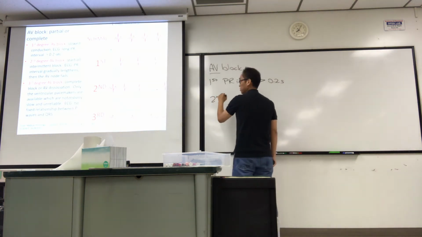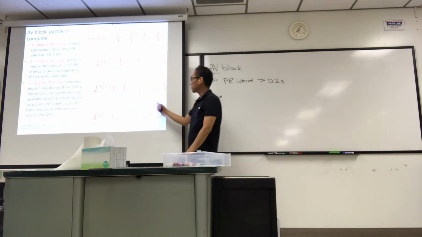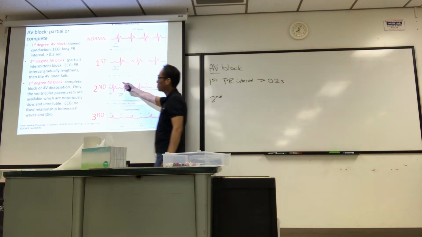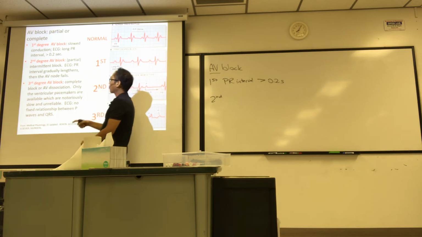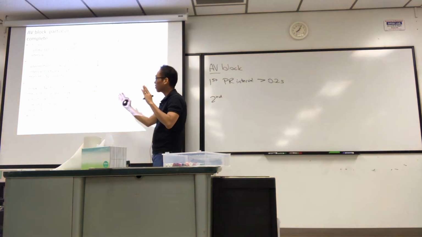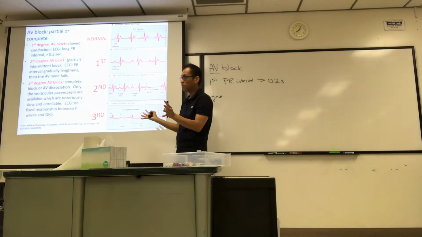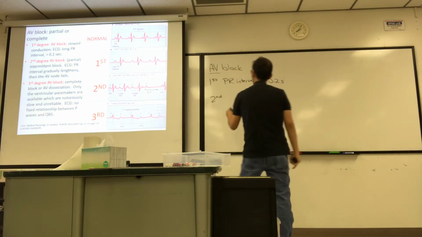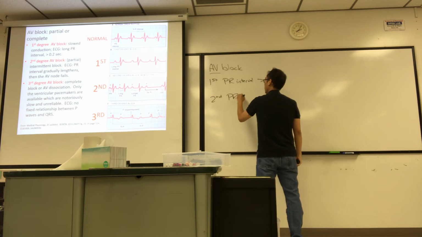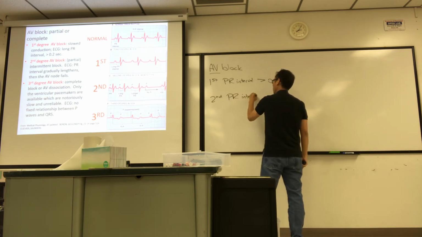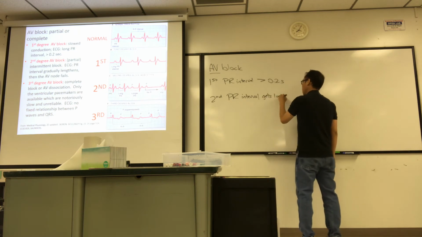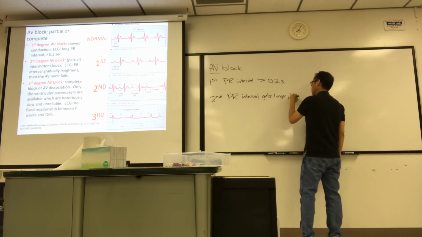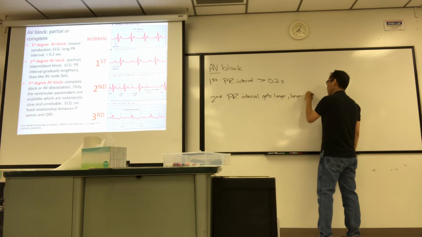When we get to second degree, it's a bit of a concern because you're skipping a heartbeat. Let me read what it says here. This is called a partial intermittent block. What the ECG will show is the PR interval gradually gets longer and longer, and the AV node completely fails. PR interval gets longer and fails.